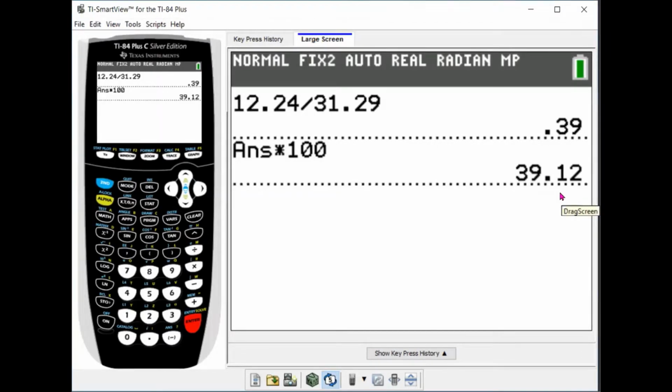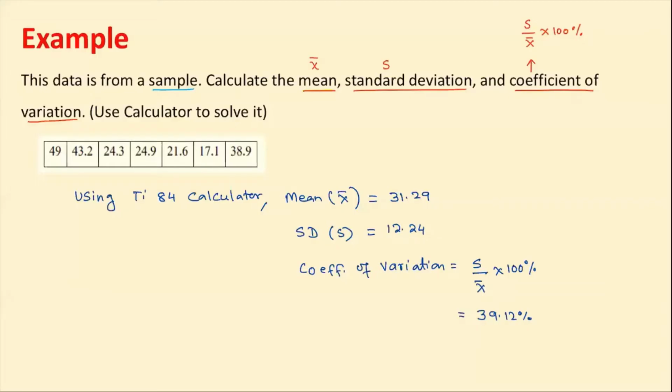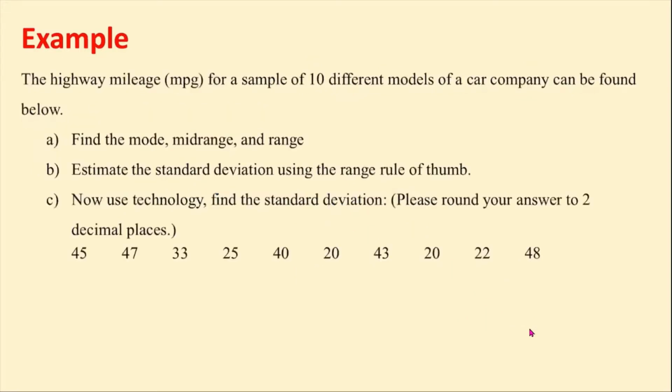So the coefficient of variation is 39.12%. So we always express the coefficient of variation as percentage. So this is how you can use calculator to solve this problem. Okay, so we got those three values: mean 31.29, standard deviation 12.24, and coefficient of variation 39.12. Now let's move on to next example.